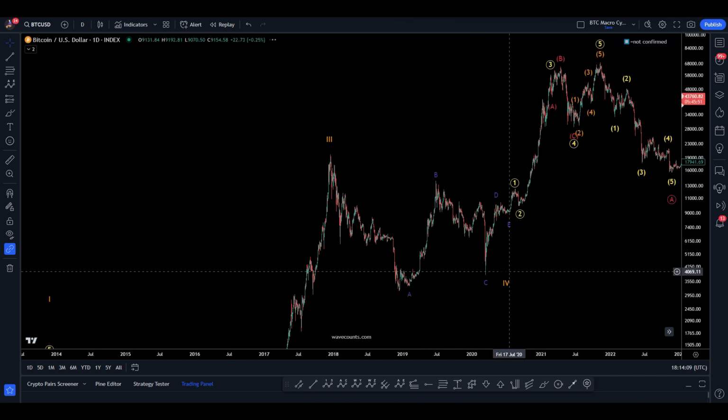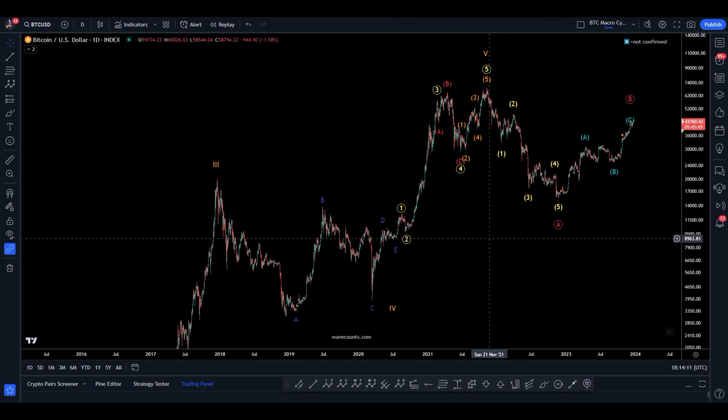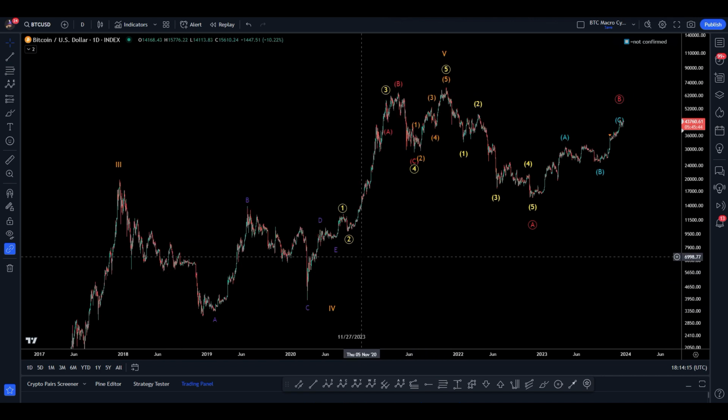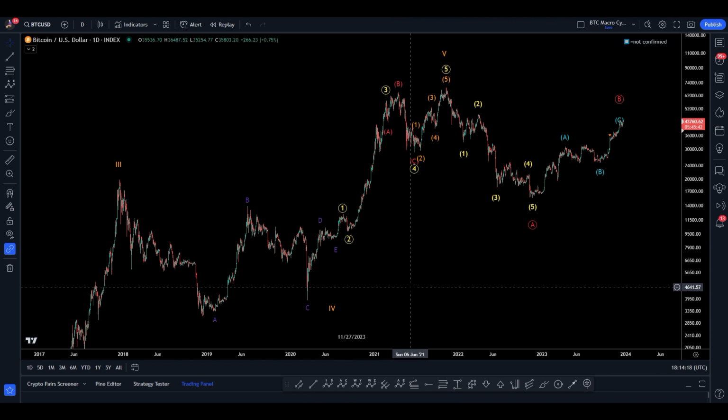All right, so now let's look at these fourth waves. A very common retracement for a fourth wave is you're looking for 38.2% or 50%, something like that.